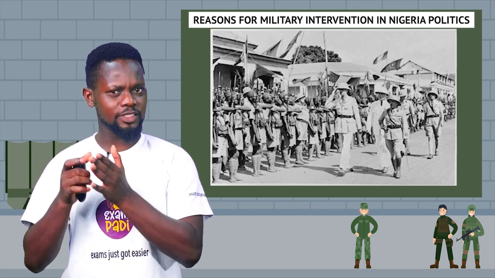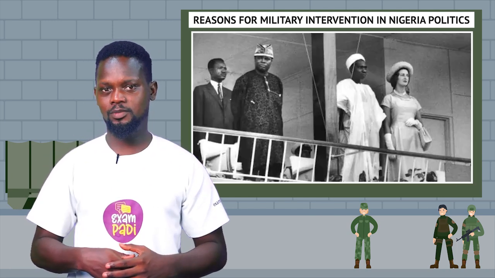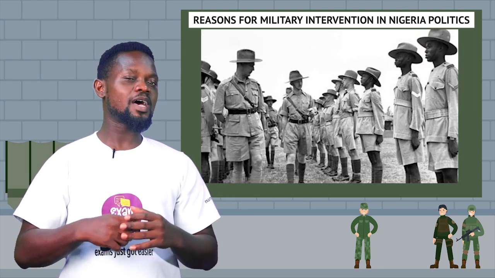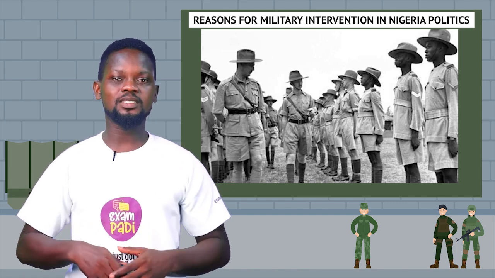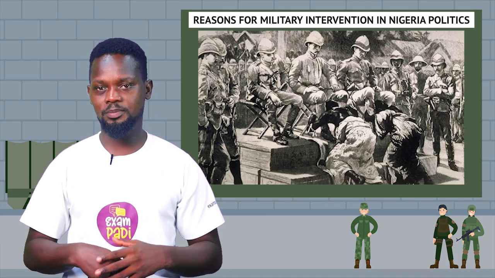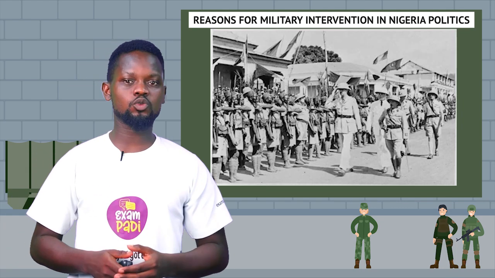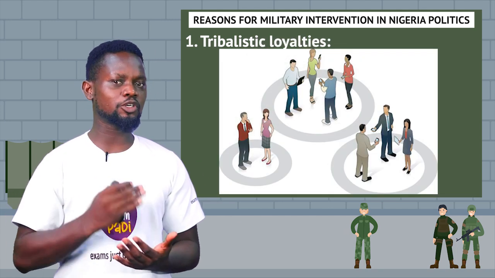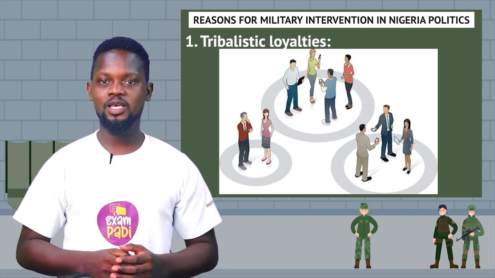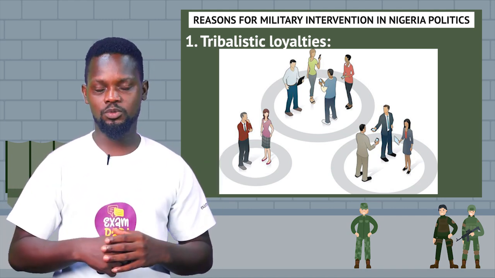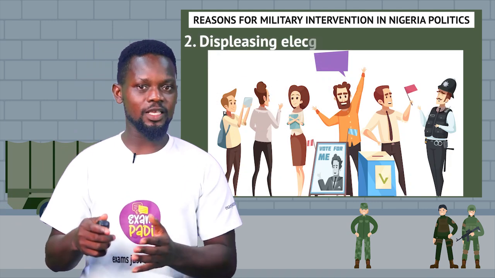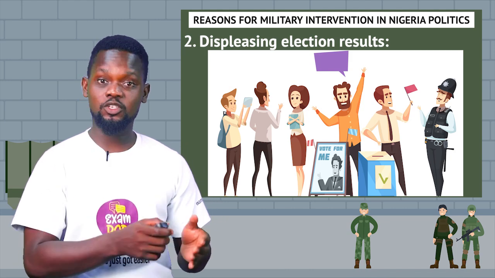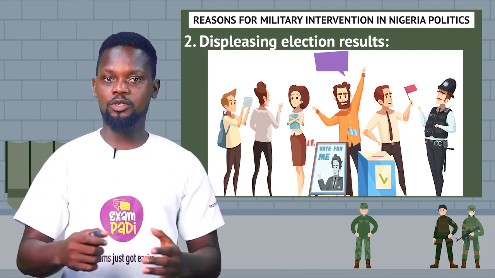What are the reasons for military intervention in Nigerian politics? Since Nigeria became independent on October 1, 1960, it has had 5 successful military coups and an avalanche of unsuccessful ones. The military came to power as a result of the following. Number 1. Tribalistic loyalties. Ethnic and tribal divisions influenced military actions, especially during coups and counter-coups. Number 2. Displeasing election results. Military leaders often seized power when they disagreed with election outcomes or perceived electoral irregularities.